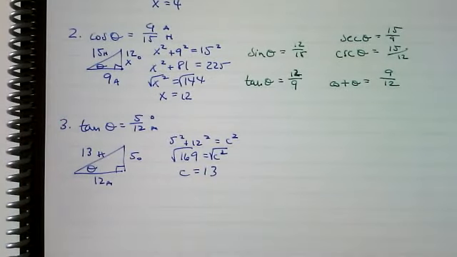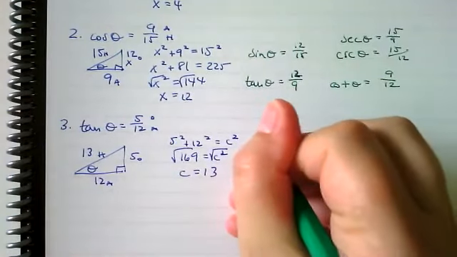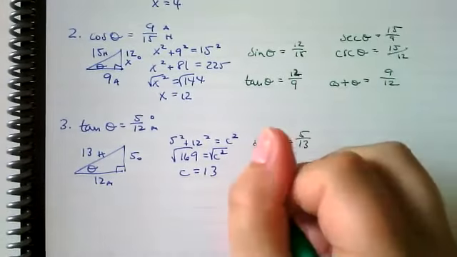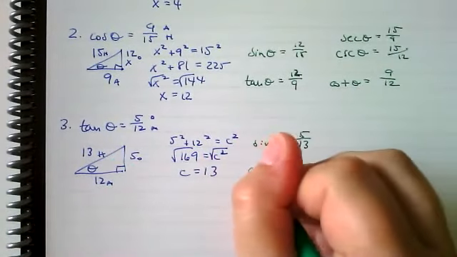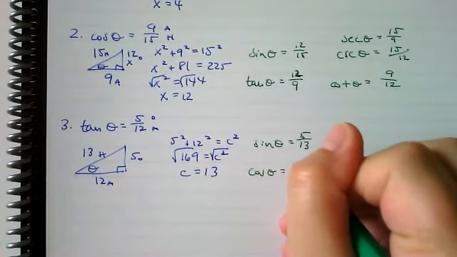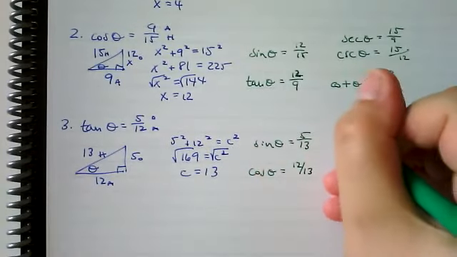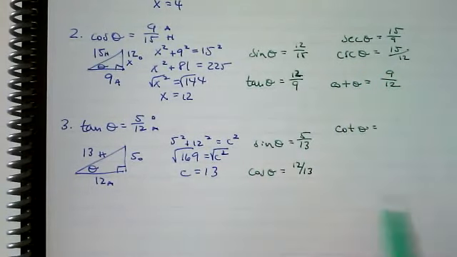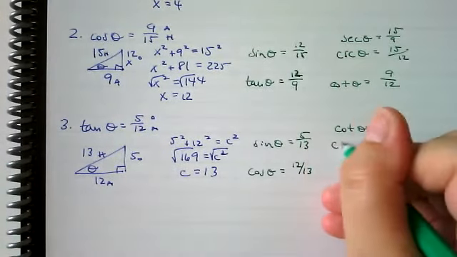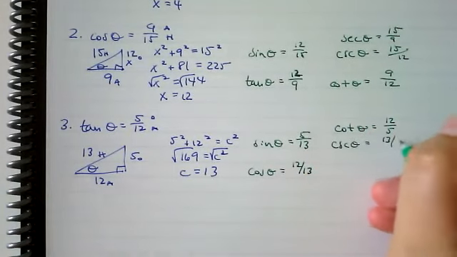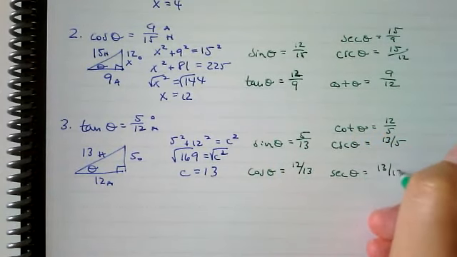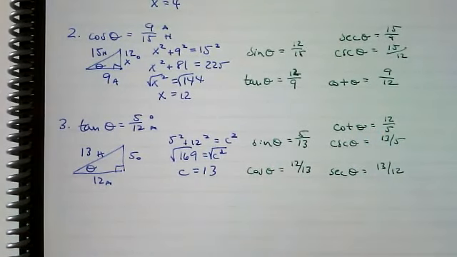And now we are just writing our trig functions. So sine is opposite over hypotenuse, 5/13. And then we already have tangent, so cosine is adjacent over hypotenuse, which is 12/13. I have tangent, so next I'm going to go to cotangent. Cotangent is the opposite of tangent, so it's going to be 12/5. Sine is the opposite of cosecant, and cosecant is going to be 13/5. And then cosine goes with secant, so it's going to be 13/12. Okay, so those are my answers there.